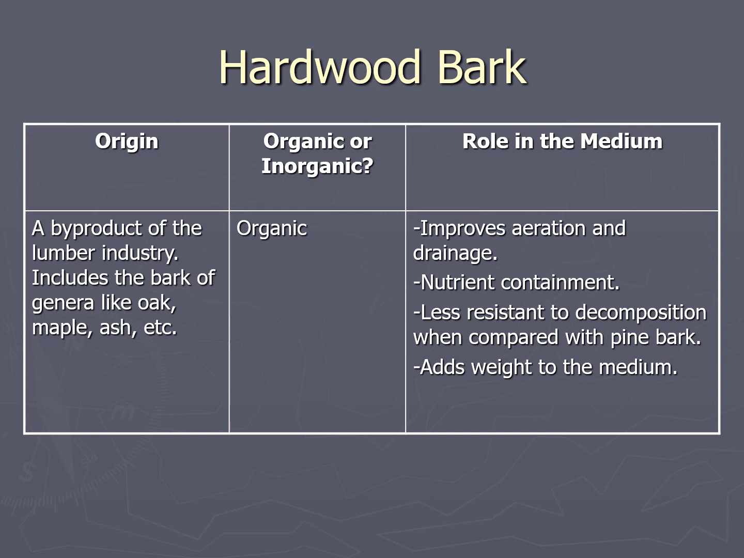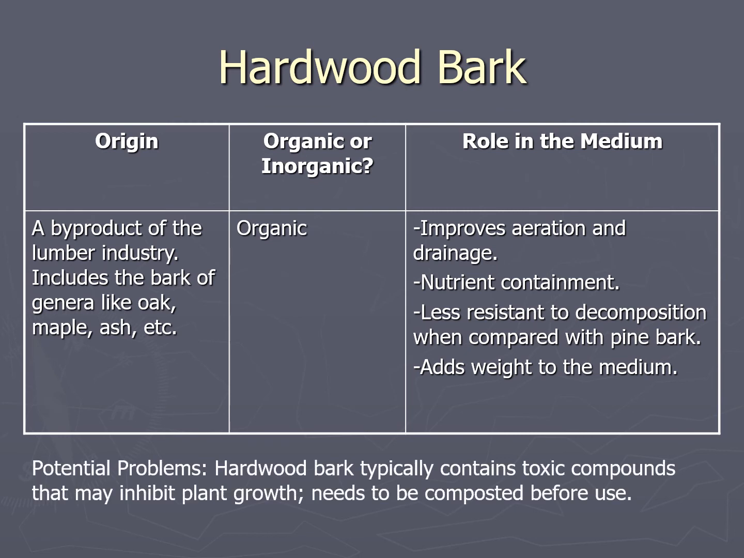genera are. Obviously, it's bark, so it is organic, and its role in the growing medium is to primarily improve aeration and drainage. It does provide some nutrient containment, which means that it does hold on to some nutrients. It is less resistant to decomposition than compared to pine bark. So in other words, pine bark is more resistant to decomposition, and it adds a certain amount of weight to the growing medium.